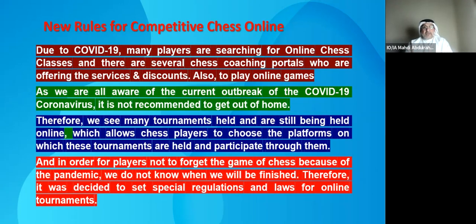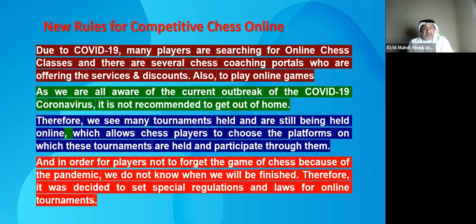Also, to play online games, they use many platforms. It was Lichess, chess.com, Tornado, and so on. As we are all aware, with the current outbreak of COVID-19, it's not recommended to get out of home. Many people were sitting at home from 2 years ago. Nobody went outside, it was restricted, banned, and if you went outside, maybe the police would arrest you or give a penalty or sanction. But now, after 2 years, we come back and return to play physically.